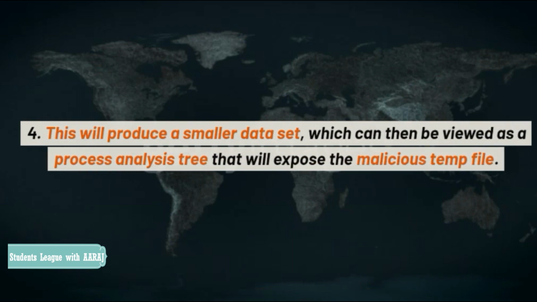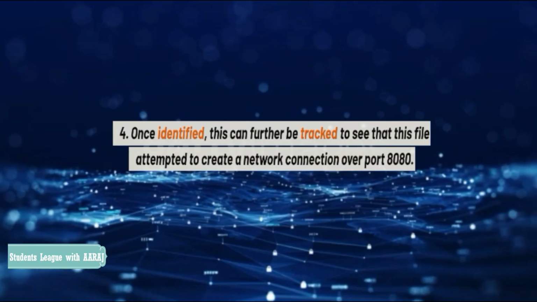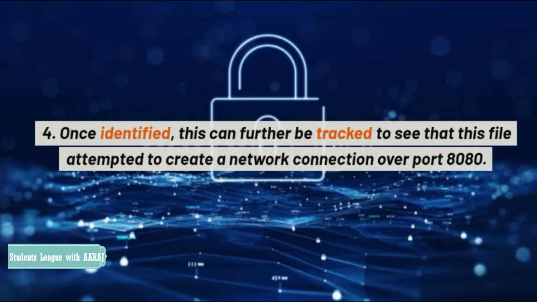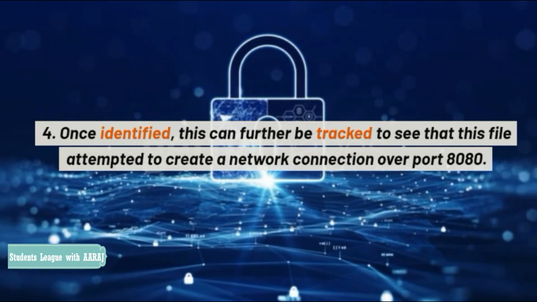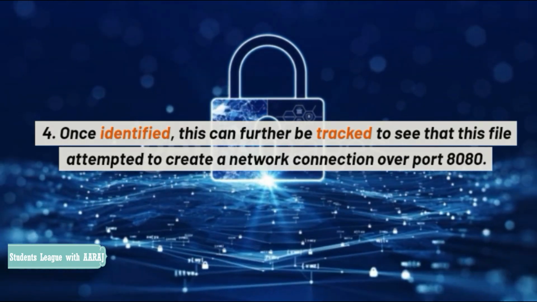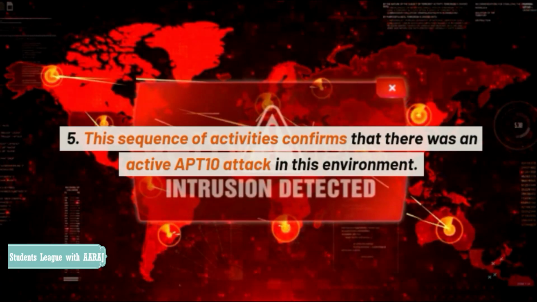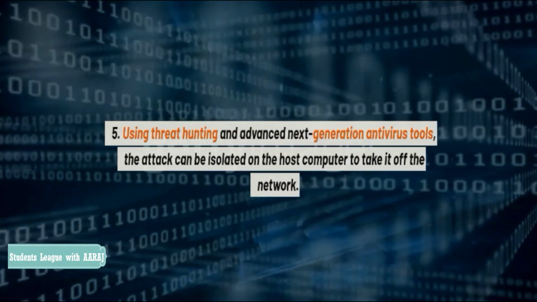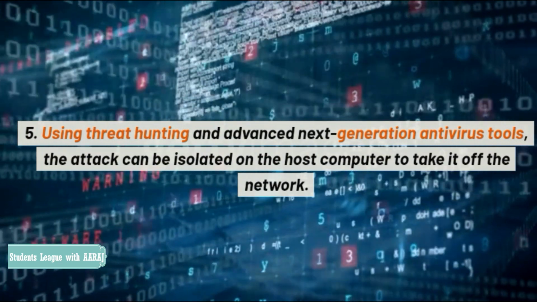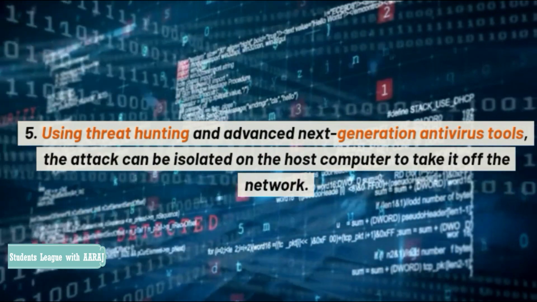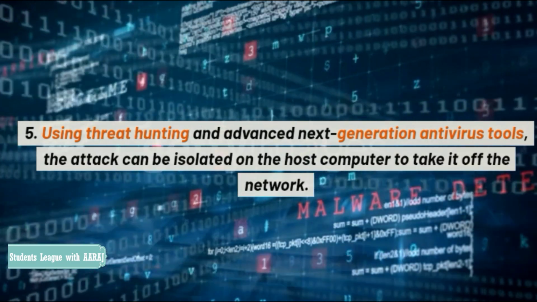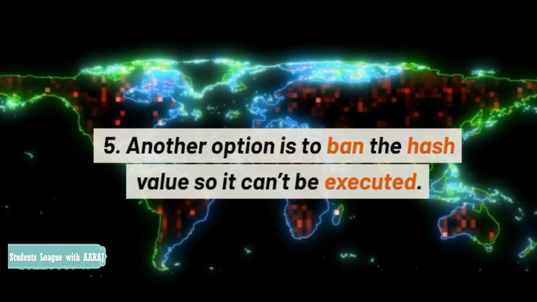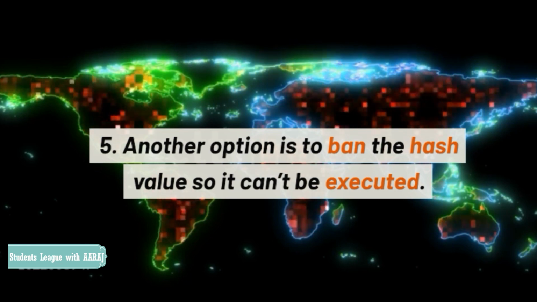This will produce a smaller data set, which can then be viewed as a process analysis tree that will expose the malicious temp file. Once identified, this can further be tracked to see that this file attempted to create a network connection over port 8080. This sequence of activities confirms that there was an active APT-10 attack in this environment. Using threat hunting and advanced next-generation antivirus tools, the attack can be isolated on the host computer to take it off the network. Another option is to ban the hash value so it can't be executed.